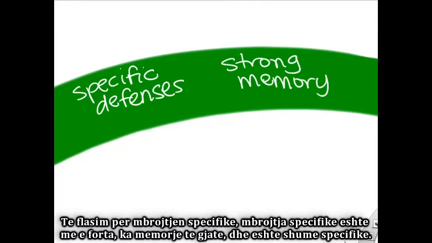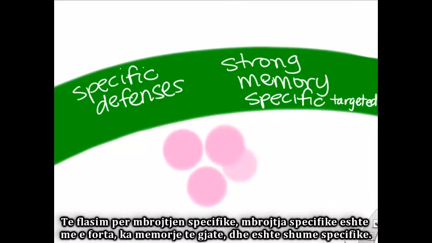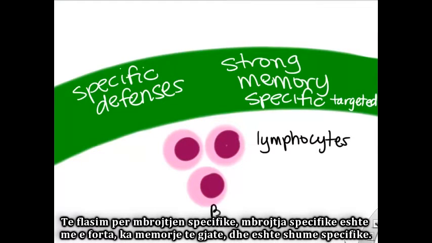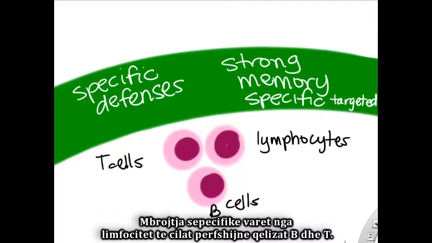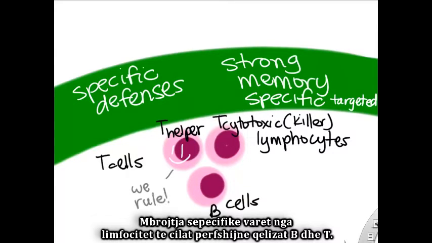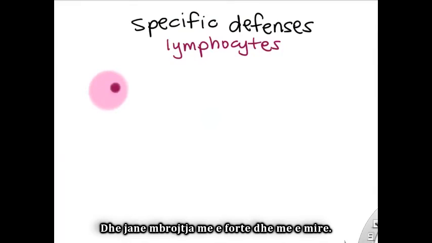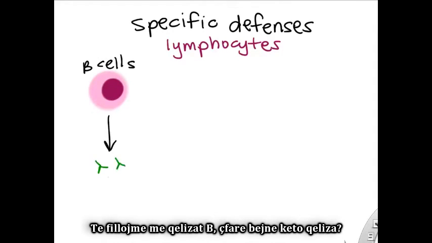Let's talk about our specific defenses. The specific defenses are the strongest, they have the longest memory, and they are also very specific. Specific defenses all rely upon our lymphocytes, which include our B cells and our T cells. And they're probably the strongest and best defenses. Let's start with B cells. So what do B cells do?